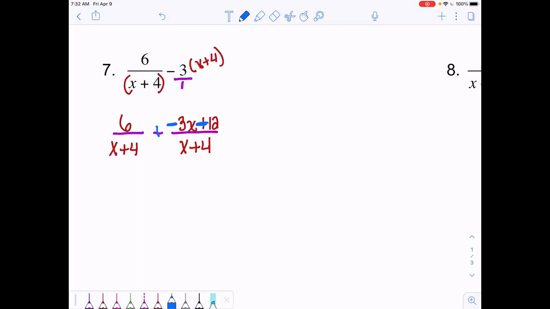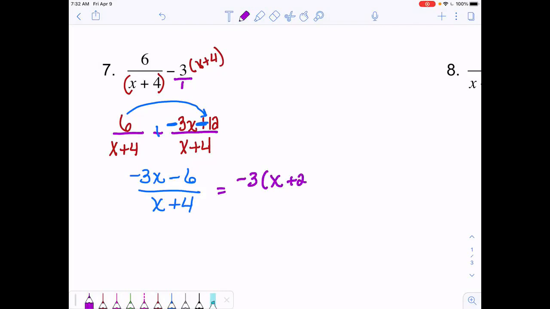When you do that, you have a 6 and a minus 12. That makes a negative 6. And then we have a negative 3x. So negative 3x and then minus 6. And then I would go one step further and I can see the numerator has a factor of negative 3 in common. I would factor out that negative 3. Questions with number 7?